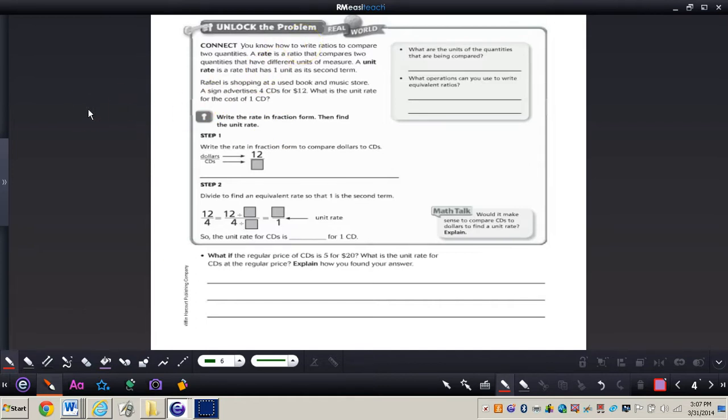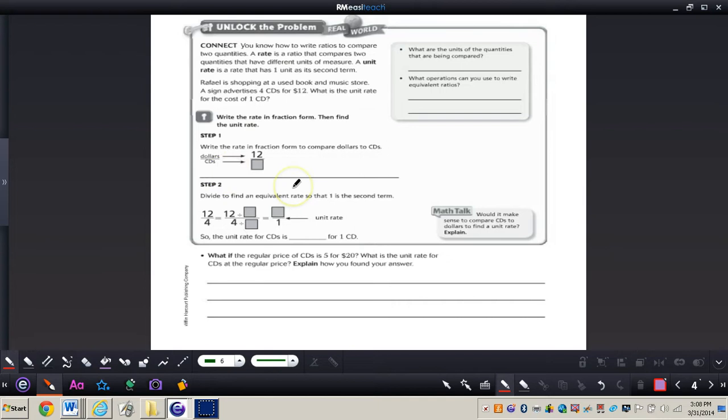It says Raphael is shopping at a used book and music store. A sign advertises 4 CDs for $12. Now, the two units of measure are CDs and dollars. Okay, what is the unit rate for the cost of one CD? So it's important to understand that unit rate always deals with one. Okay, how much money is one CD, for example?